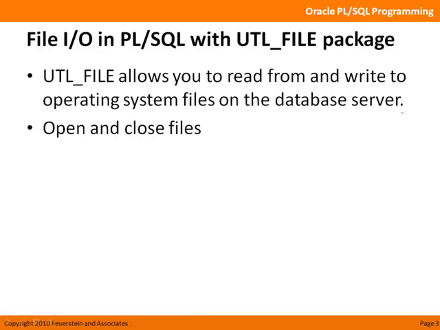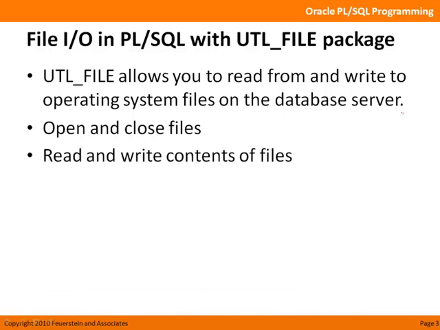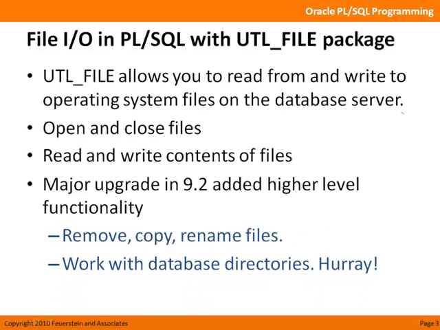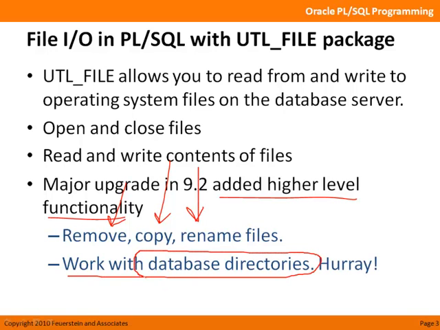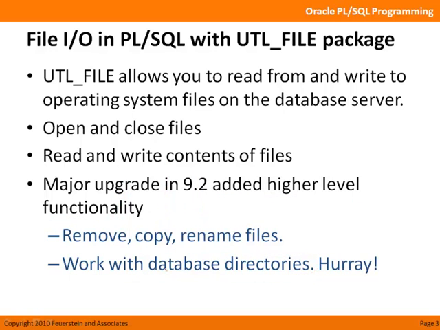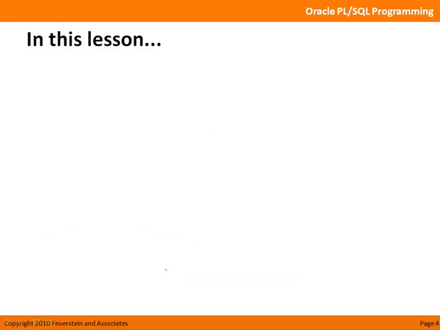You can open and close files. You can read and write the contents of files. And as of Oracle 9.2, so for a while now, Oracle added some higher level functionality. You can remove files. Well, that might not seem like high level functionality to you, but for us who have been around Oracle for a while, 9.2 brought the ability to remove a file. You can copy files, rename files, and you can also work with database directories, which I'm going to come back to in this lesson, a really key enhancement. So essentially, the basic operations for manipulating files.